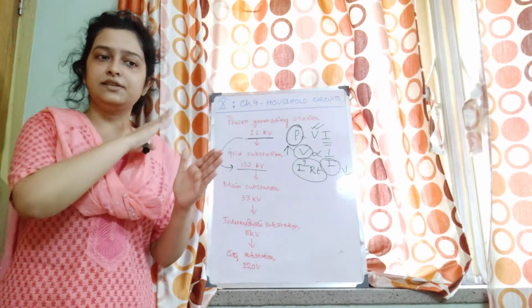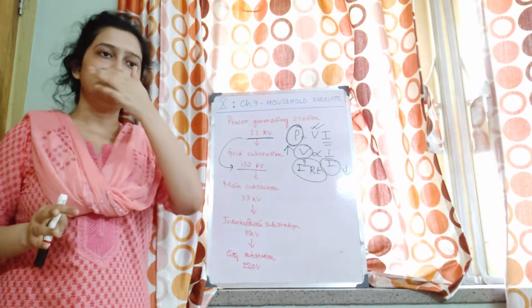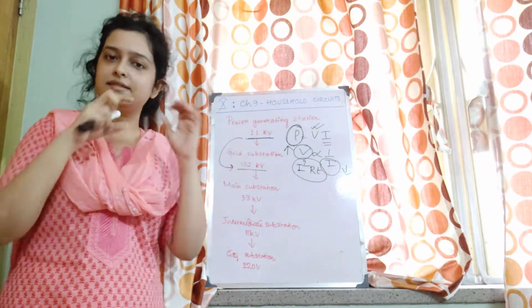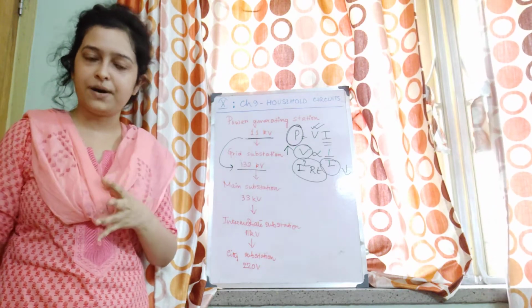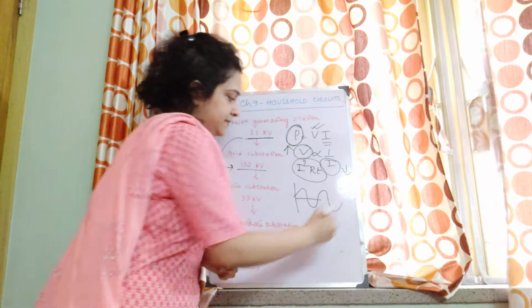Direct current, we will do that. We will do direct and alternating current. Direct current means that throughout, its magnitude and direction remain the same, but alternating current, we represent like this.